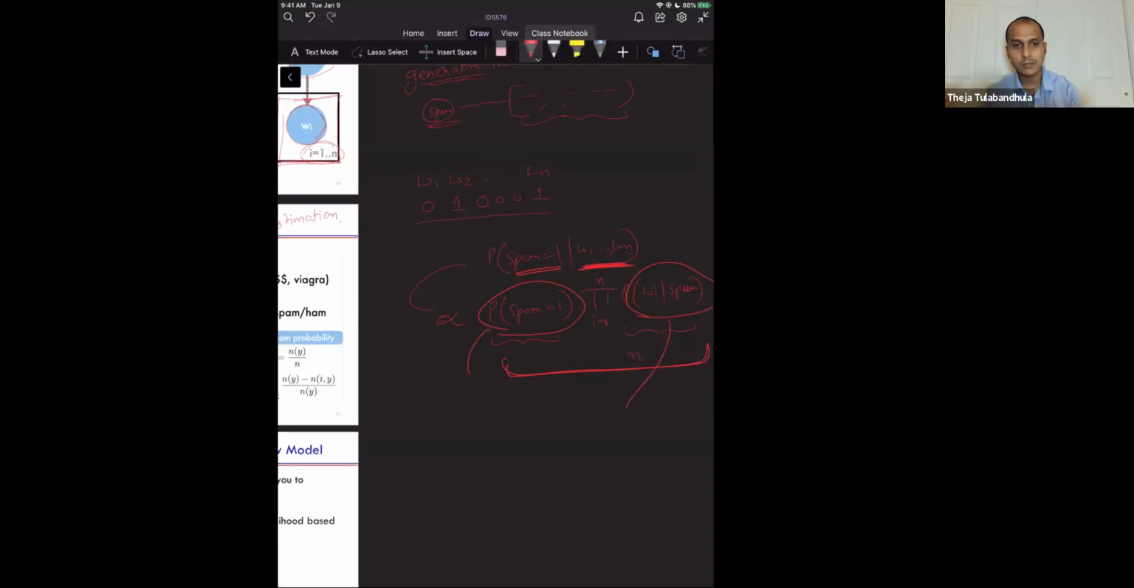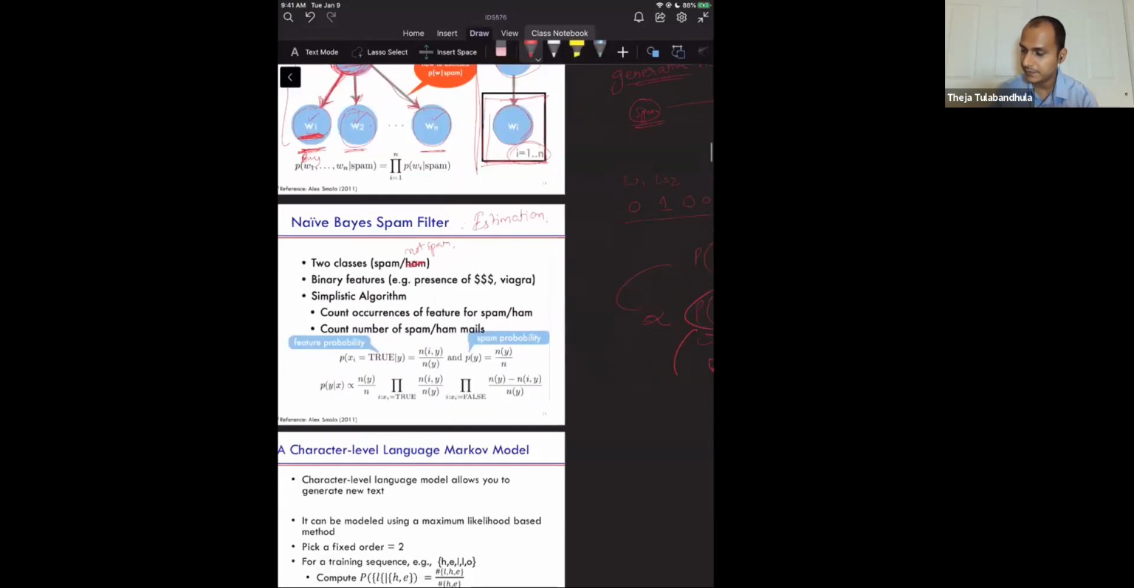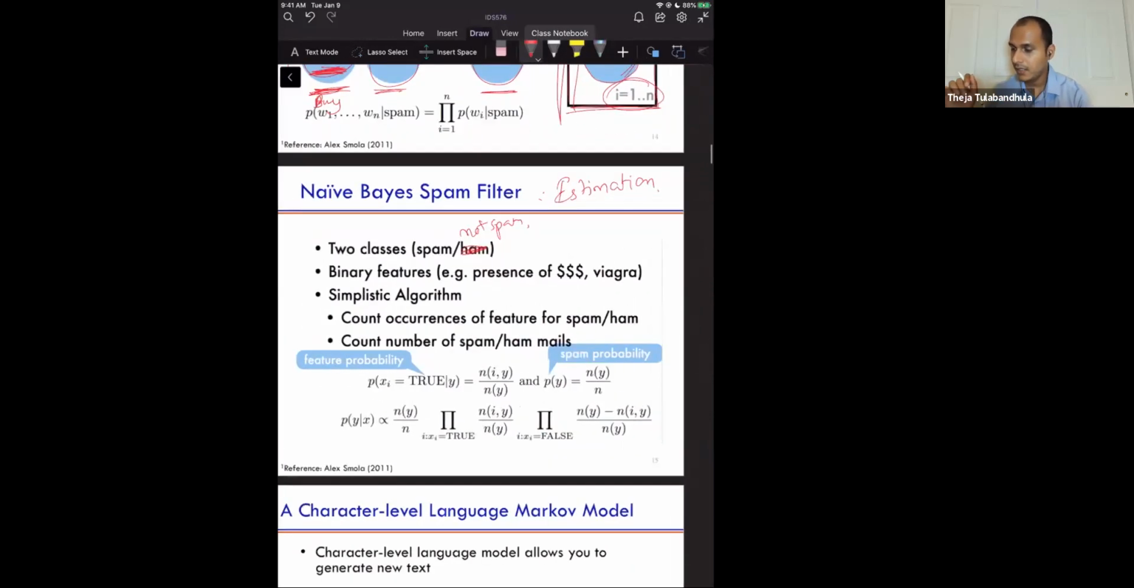So if I have my training data, then I can compute the probability of spam equal to 1, true, and the probability of each word being true given spam. That's what's captured here. So what you do is count the occurrences of features for spam and ham. Ham, just think of it as not spam. Feature is just the Wi's, right? Feature is whether the word is present or not.